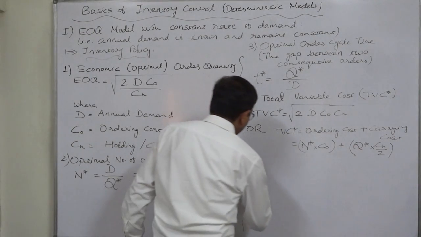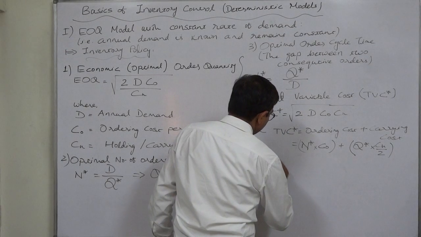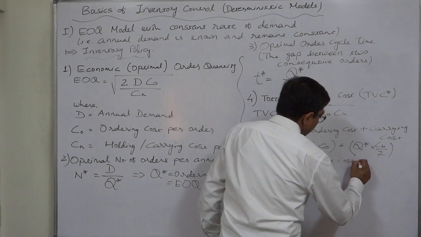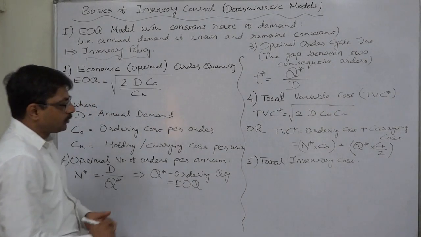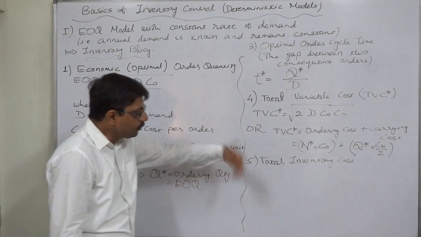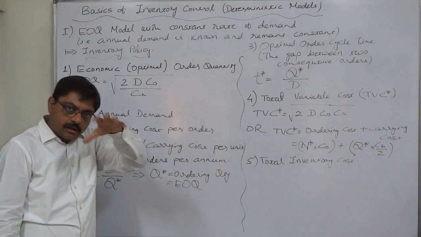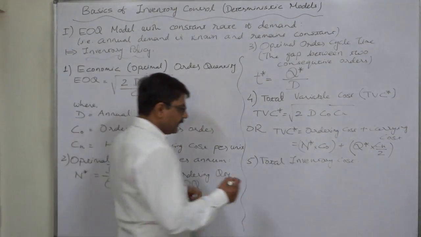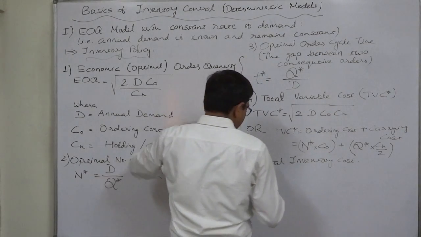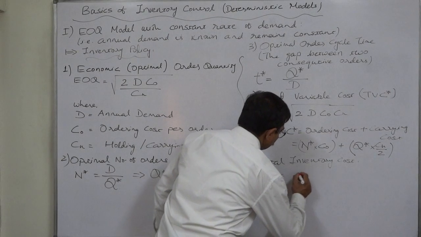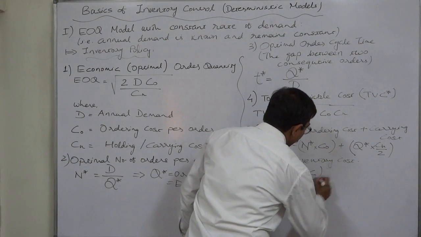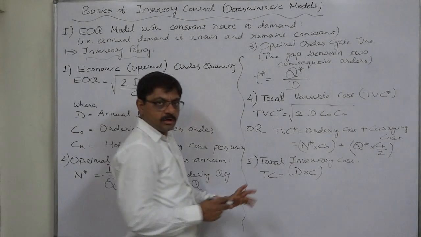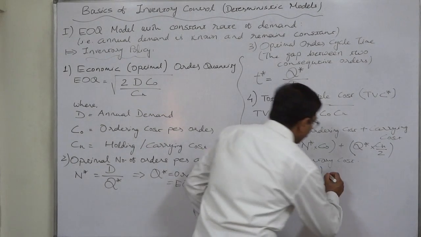And the last thing in the inventory policy is total inventory cost. Total inventory cost means the total cost of inventory including the total cost of the physical inventory. That means demand multiplied by cost. So TC equals demand multiplied by cost, plus TVC. For this purpose, the cost of inventory per unit must be known, otherwise we cannot calculate this item.